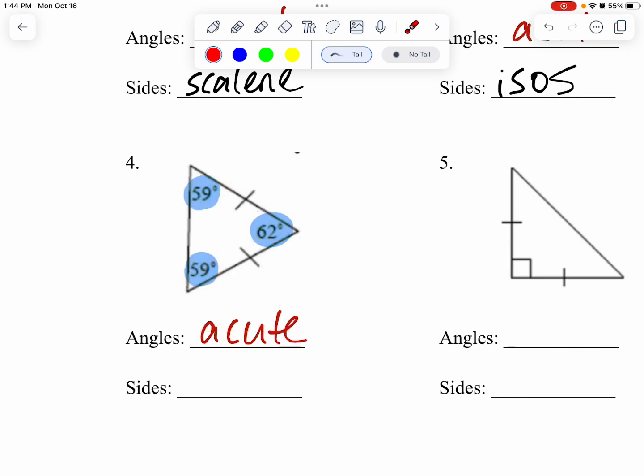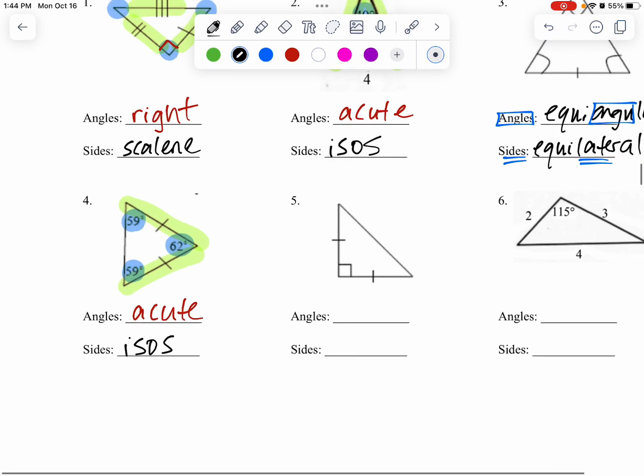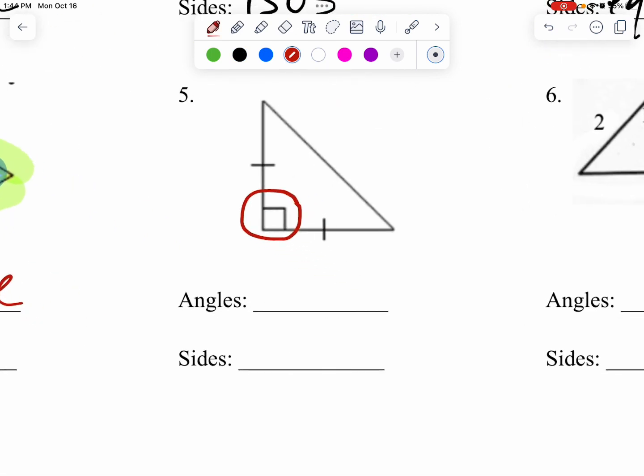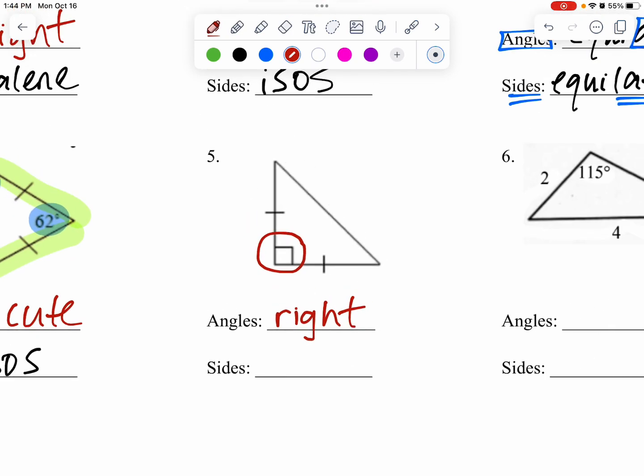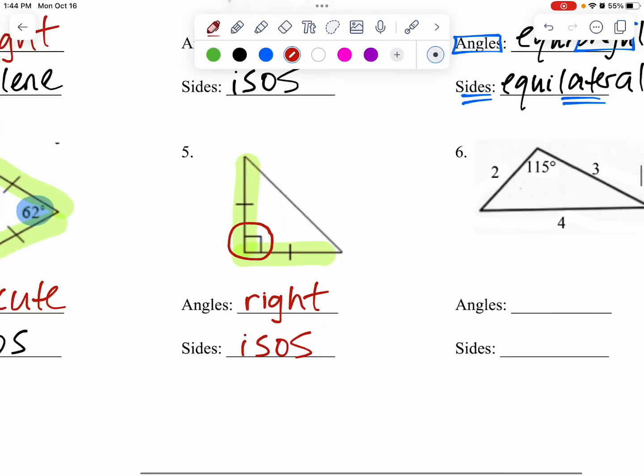Let's talk about side lengths. I am noticing that I have 2 sides that are the same, this one and this one, because of that little tick mark right there. When you have 2 sides that are the same, flip the page. That is called isosceles. All right, I am noticing a right angle here, so that means that this one is a right triangle. And for the sides, I am seeing that we have 2 sides that are exactly the same. Again, that is called isosceles.